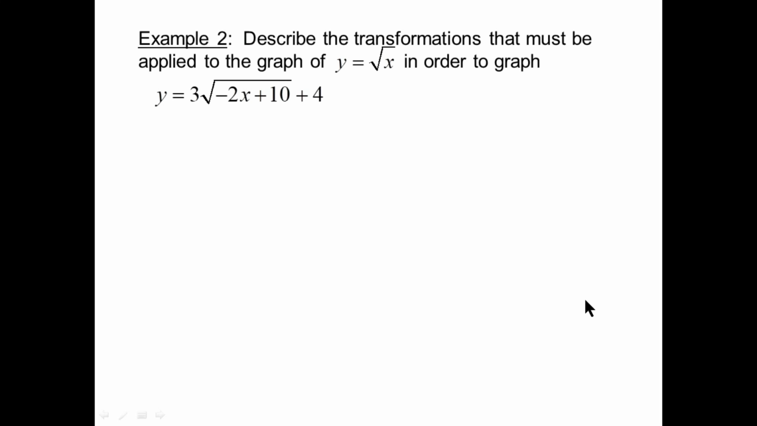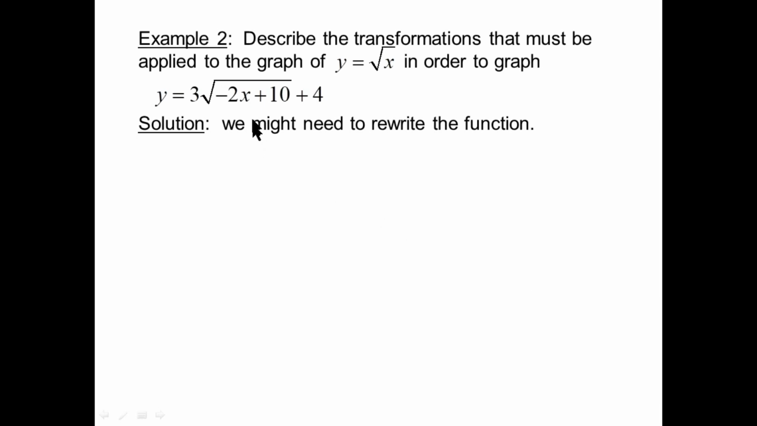Example 2. Describe the transformations that must be applied to the graph of y equals root x in order to graph y equals 3 root of (negative 2x plus 10), plus 4. Solution. We need to rewrite the function. The reason is that in the transformation equation there's a positive 1x in round brackets. Now this is not a positive 1x. It's a negative, and it just happens to be 2x. But even if it was just a negative x, we would still have to rewrite the function so that there's a positive 1x underneath this root sign.